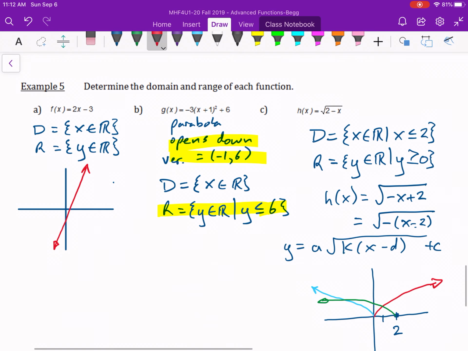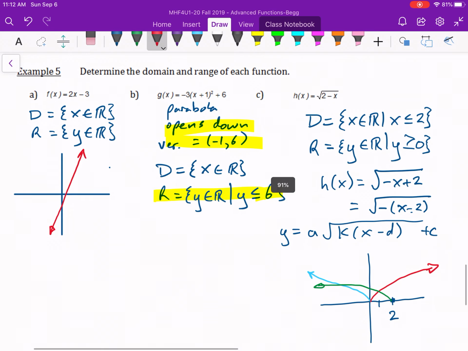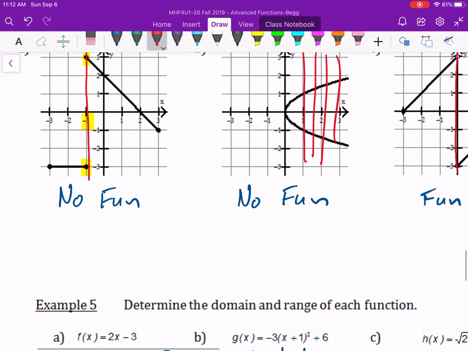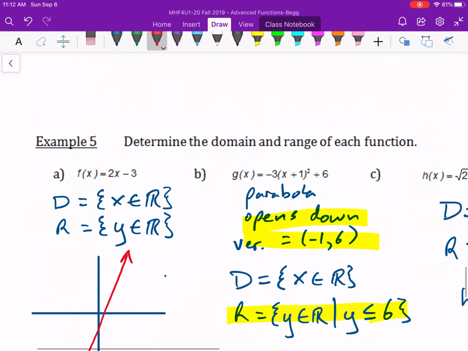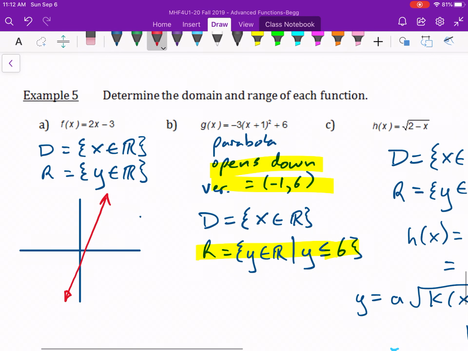Determine the domain and range of each function. Well, this one, all we were given was an equation. So hopefully we recognize right away that it's linear, slope y-intercept form. Any straight line is going to be a function unless it's vertical. But as far as the domain and range go, again, because it's a line, it goes on forever in all directions. There's no x values that it couldn't be. There's no y values that we wouldn't eventually get to if we make the graph go on far enough. So the domain is all real numbers. The range is all real numbers.